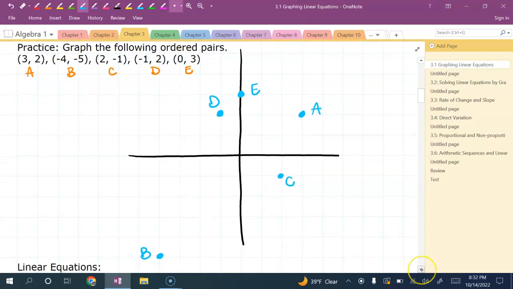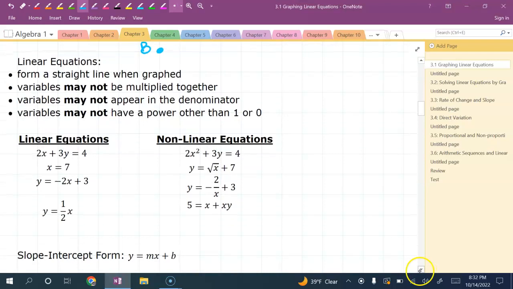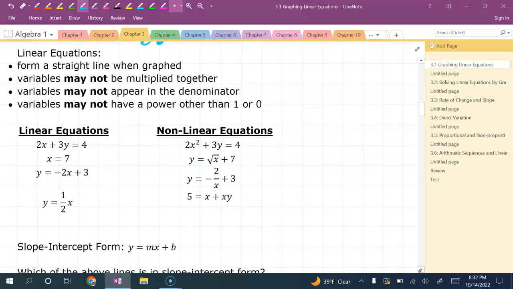Now, if we turn the page here, we're going to talk a little bit more detail about these linear equations. So like I said, linear equations are lines. They're going to form a straight line when you graph them. So when we look at an equation that's written in the linear form, if you actually graph it on the coordinate plane, it's going to be a nice straight line. No curves, no bumps, no going up and down, no hills or anything like that on the graph. It's going to be a straight line.